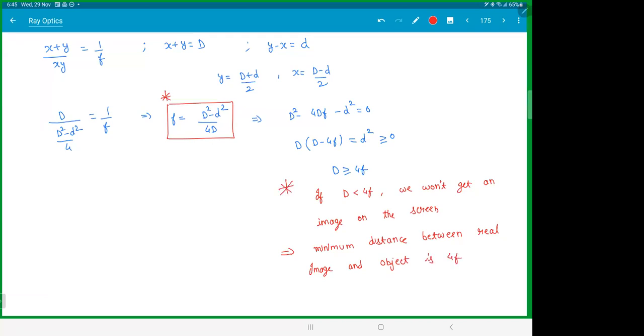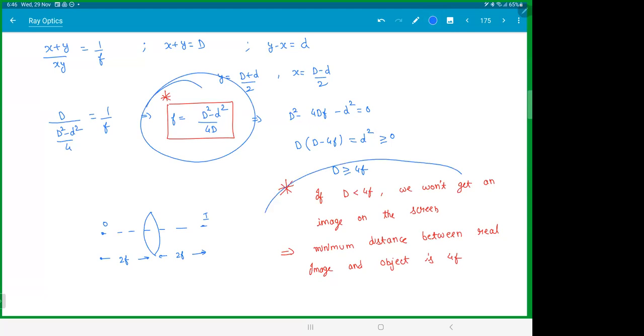Quite a useful one. So this happens when we place the object at 2f. This is the minimum distance. You can't get anything less than this. Check it out. So this is the first result. This is the second, not a result, but a statement. So do have a look at this page.